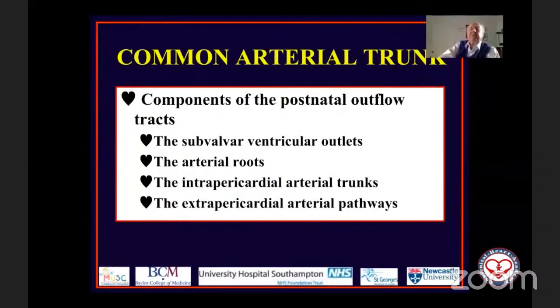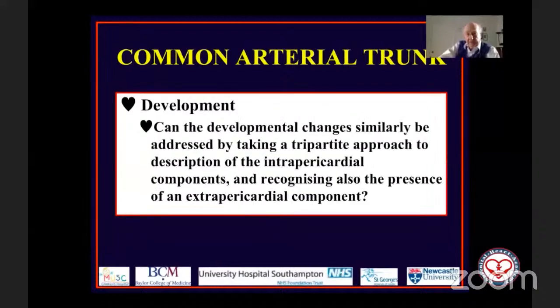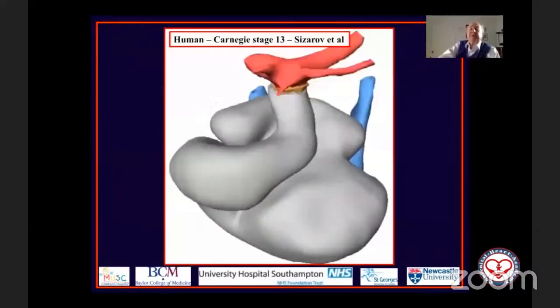So, taking note of the intrapericardial and extrapericardial components, we can say that within the pericardium, we have the subvalvar ventricular outlets, the arterial roots, and the intrapericardial arterial trunks. Beyond the pericardium, we see the extrapericardial arterial pathways. So, can development be considered in comparable tripartite fashion, recognizing also that we have those extrapericardial components? And you know, if you have been watching our previous presentations, that this is indeed the case.